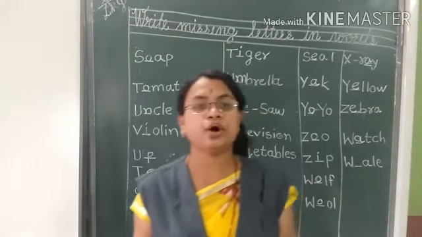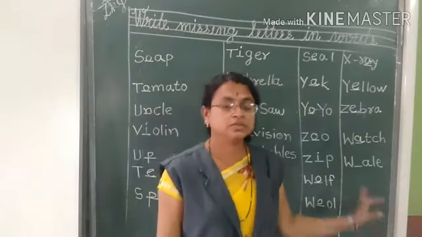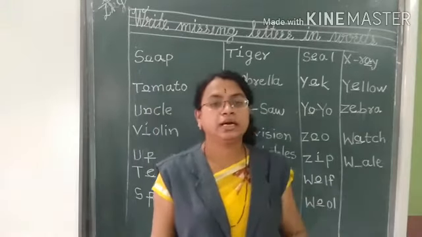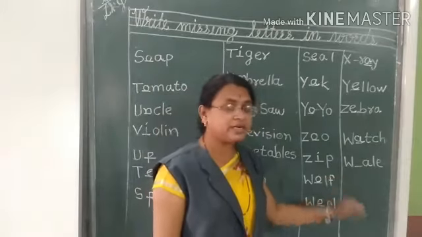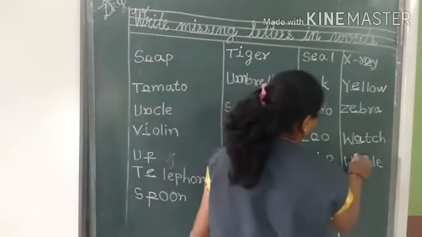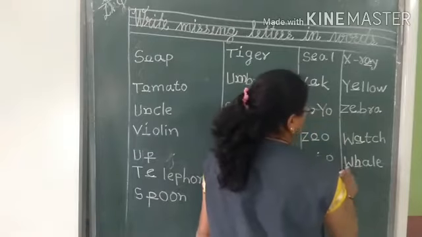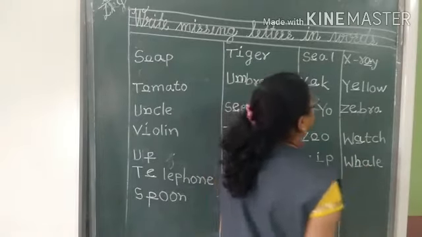Next word is W dash A-L-E. This is the spelling of whale. Tell me the whale spelling. W-H-A-L-E. Whale. Which letter is missing after W? H letter. Again read with me. W-H-A-L-E. Whale.